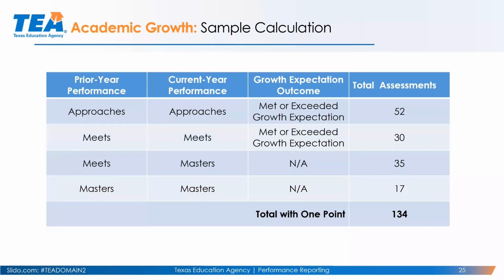Lastly, we calculate those assessments that are worth a full point. So we had 52 assessments that went from approaches last year to approaches this year that met or exceeded their growth expectation, 30 that went from meets last year to meets this year, 35 that went from meets last year to masters this year, and 17 that went from masters last year and maintained masters in the current year. We add up all of those assessments to get a total of 134 assessments that are going to be awarded 1 full point. Now remember, this is just an example calculation. There are other scenarios in growth to get a full point.